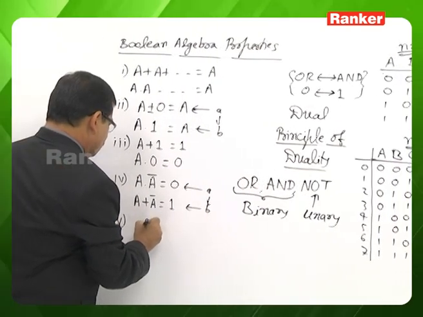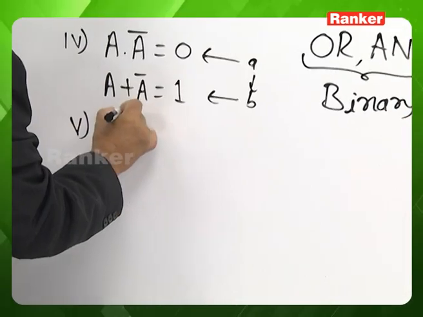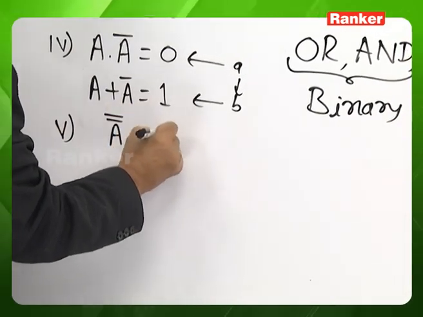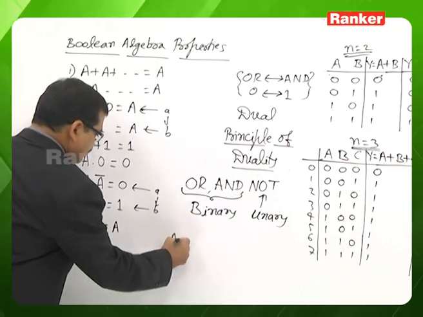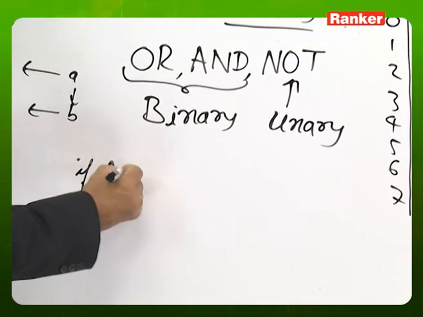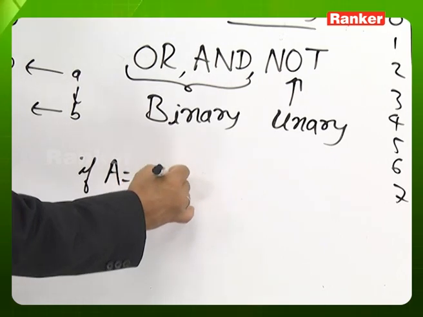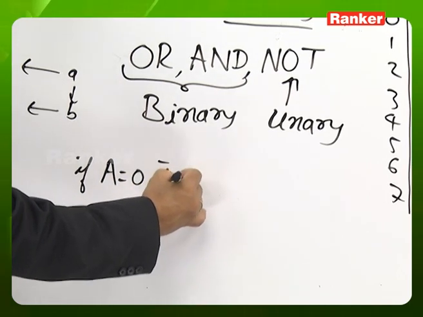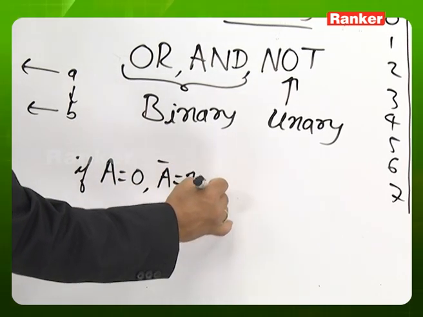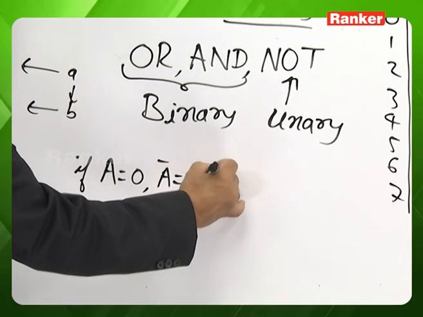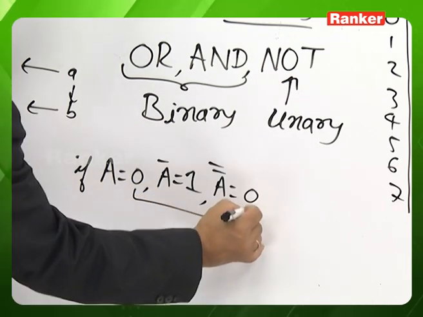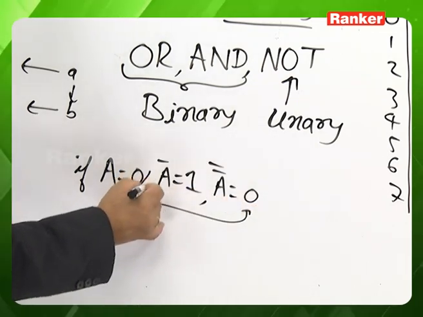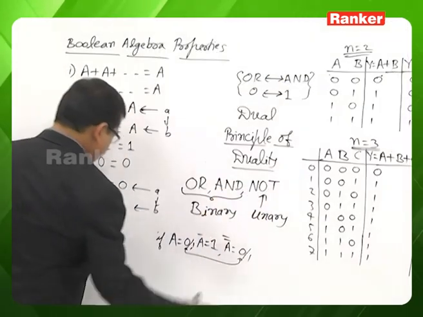Let us list the next property. The Boolean variable, if it is having complement twice, it is the variable A. We can prove this easily. Suppose A is 0, while taking one complement it is 1, while taking one more complement it becomes 0. We started with 0, we are reaching 0. If we start with 1, we will reach 1.